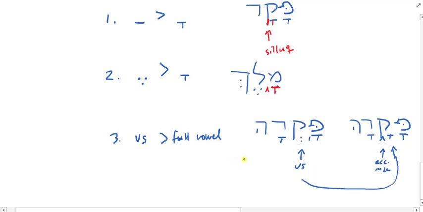I'm not going to go through everything here, but I just want to point this out. Yes. What's the need of changing vowels if you're adding athnak? Why not just let it sit there and keep the vowels where they are?